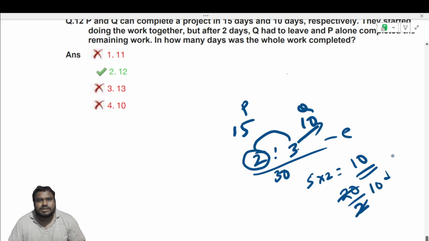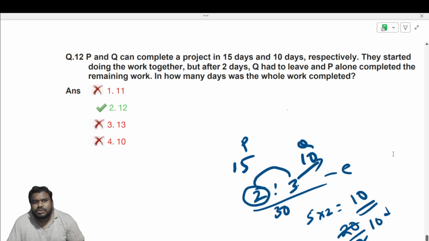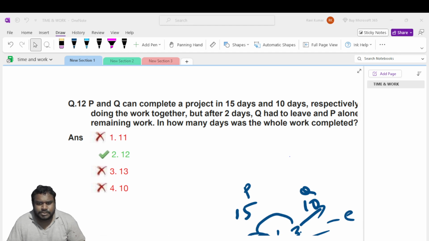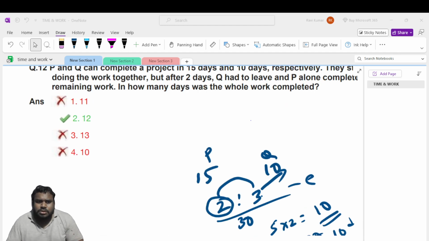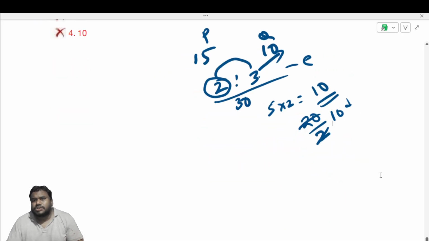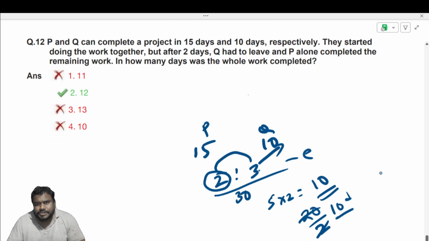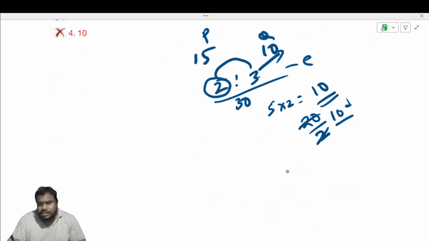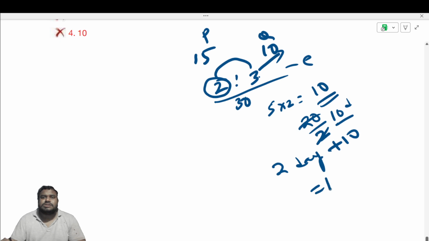In 10 days, P alone completed the remaining work. In how many days was the whole work completed? So now the conclusion is, in 10 days the work is completed by P alone, but before that, for 2 days they already worked together. So this 2 days plus this 10 days is nothing but 12 days.